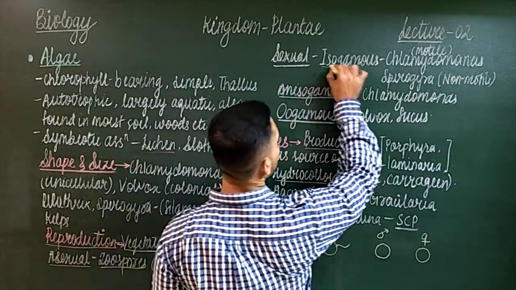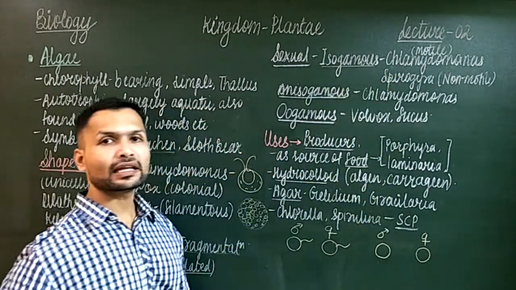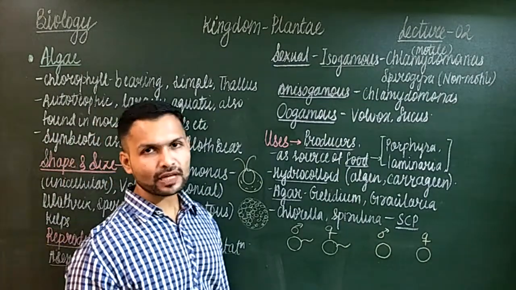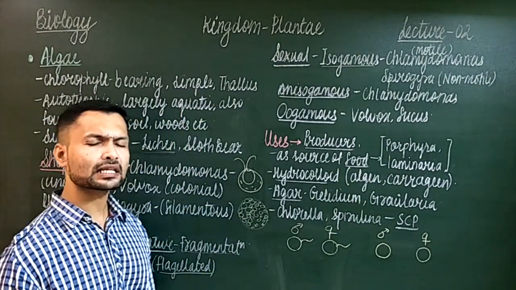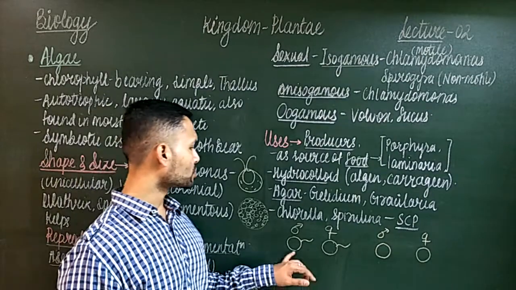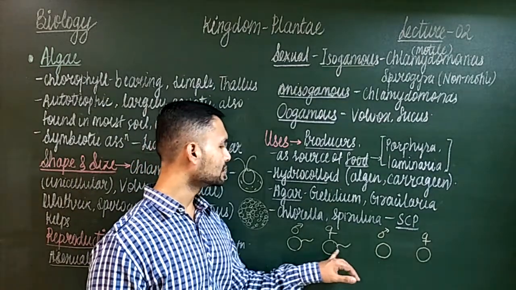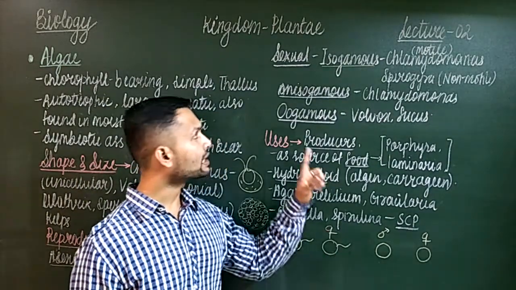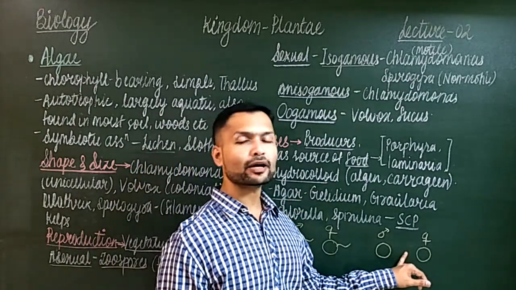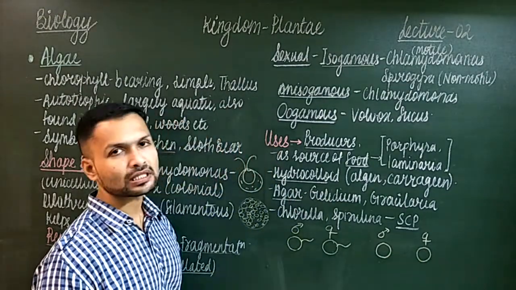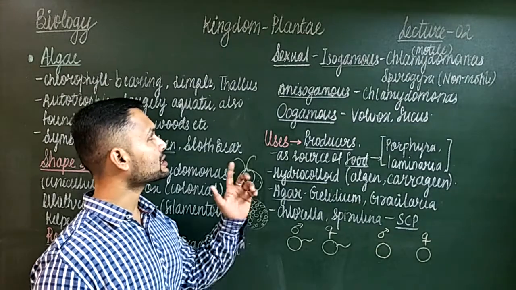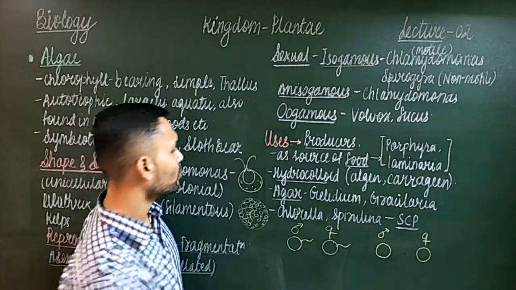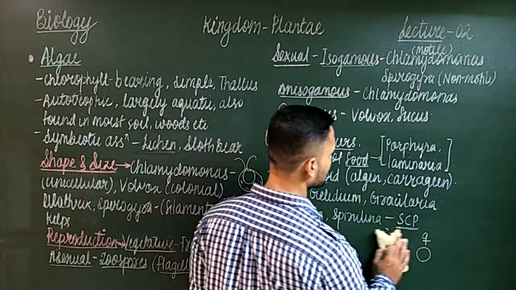So isogamous, simply, are the algae which produce similar types of gametes. The male gamete and female gamete look exactly similar externally, so the same size, plus if they have flagella both will have them, as in Chlamydomonas, and in Spirogyra both are non-motile but they will look similar. Another case is unisogamous, which you will also find in some Chlamydomonas species.